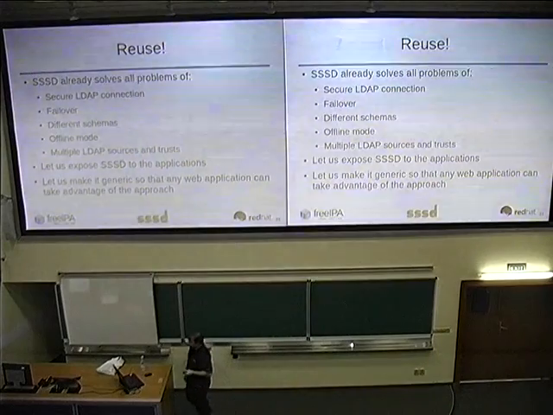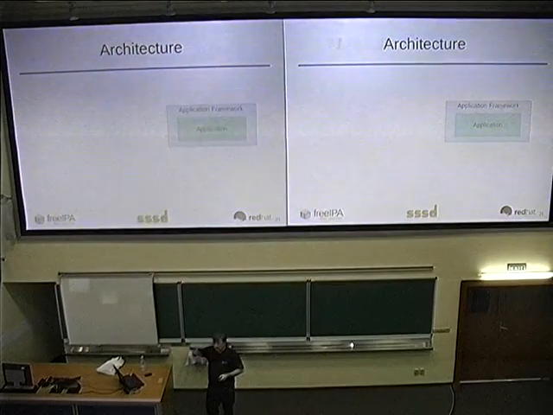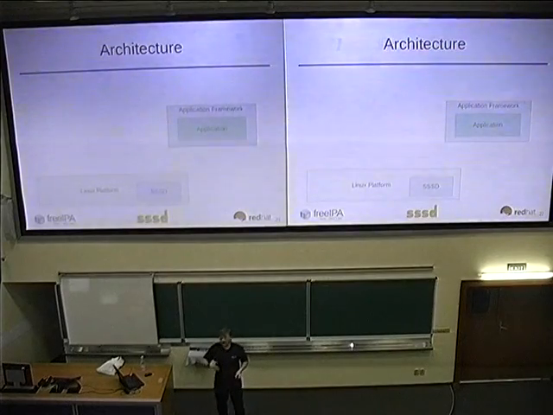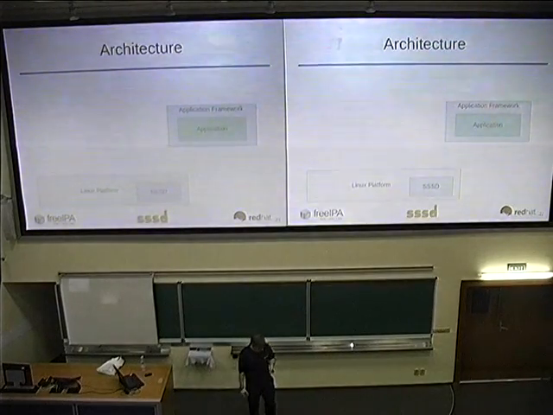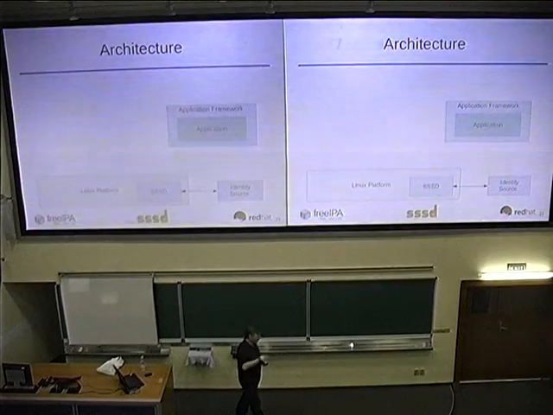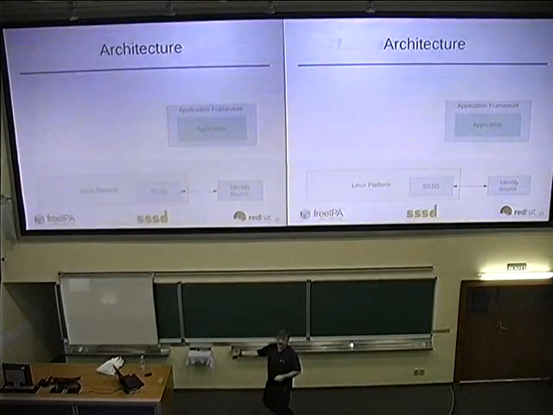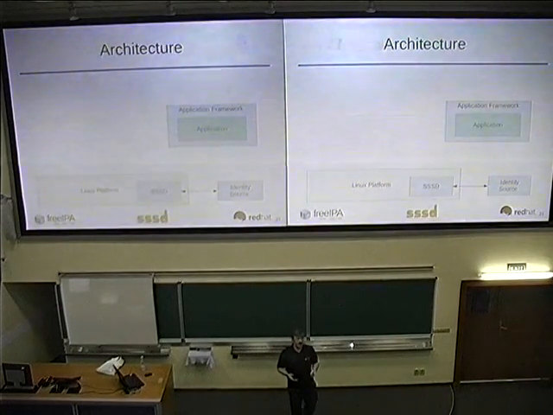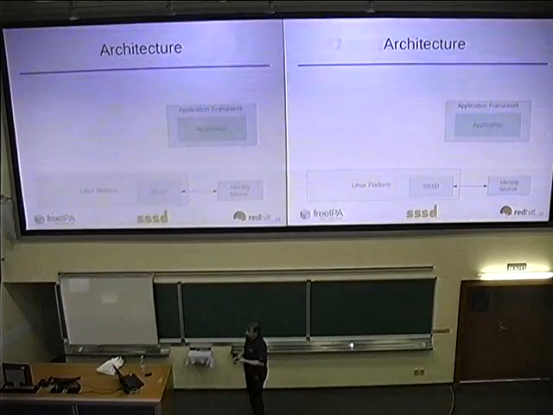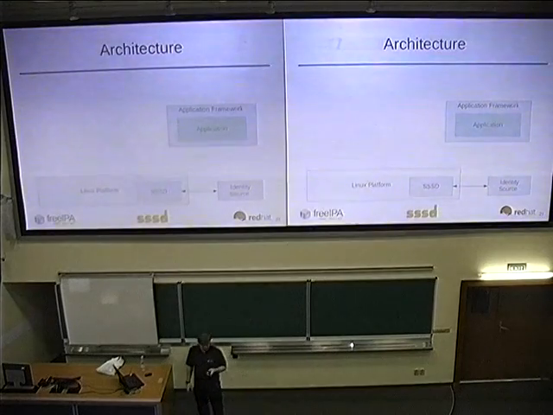So the architecture looks like this. The application is running in some application framework environment, whatever. There is Linux as a platform, and SSSD runs as a part of the platform. SSSD is connected to some kind of identity source, whether it is Active Directory, FreeIPA, or FreeIPA in trust relationships. Or maybe it is not connected to anything. Maybe SSSD is just on the developer's machine, and it has a local storage for the user accounts. So SSSD abstracts all that, and you don't need to worry about where the identities are coming from.